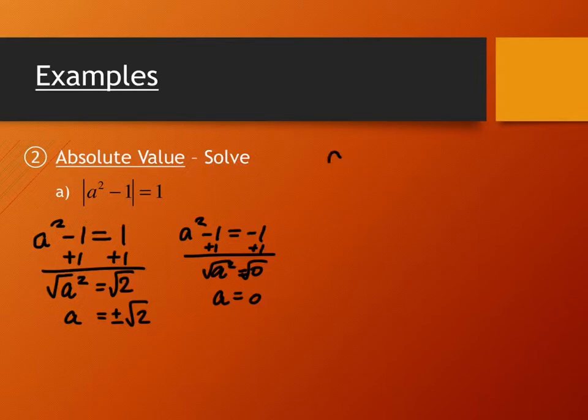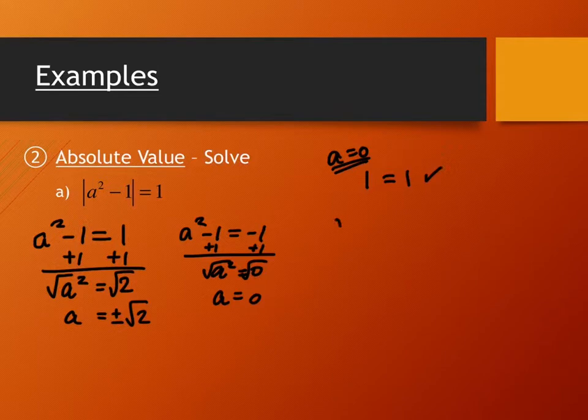So we will check a equals 0 first because 0 is a really easy thing to plug into stuff. All right, so if I plug 0 in for a, 0 squared is 0 minus 1 would be negative 1. What's the absolute value of negative 1? 1. So the left-hand side is equal to 1, and that's exactly what the right-hand side is equal to. So a equals 0 is a for real solution.